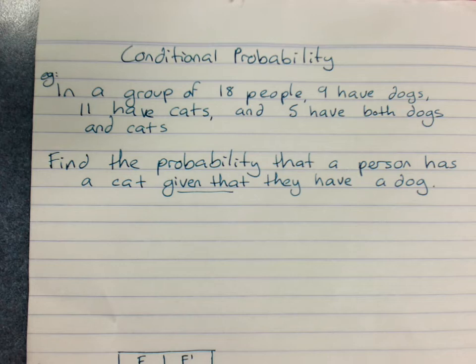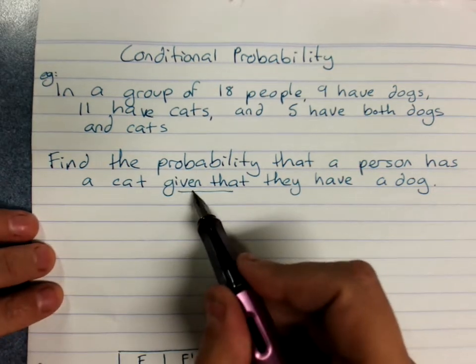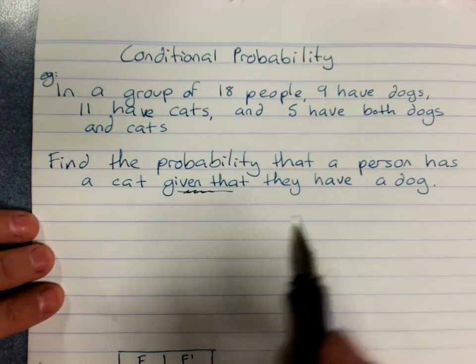This is conditional probability. So an example question is, in a group of 18 people, 9 have dogs, 11 have cats, and 5 have both dogs and cats. Find the probability the person has a cat given that they have a dog. Now this is pretty much about what "given that" actually means.